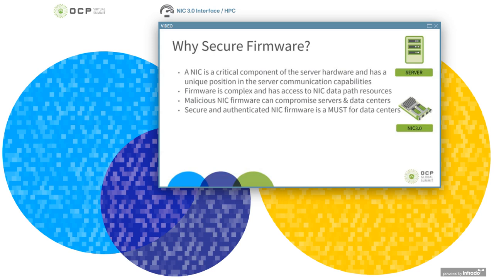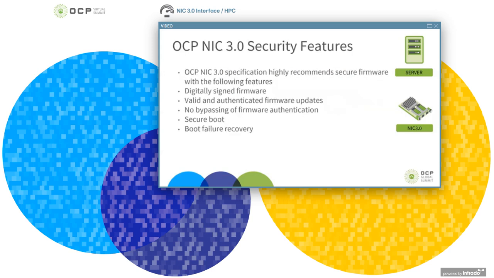And that's the motivation that went into the OCP NIC 3.0 specification. As a part of the specification, the community agreed that we need to have a set of security features specified for NIC implementations. So next, I'm going to talk about what those security features are that are currently in this specification, and how secure that makes the NIC implementation.